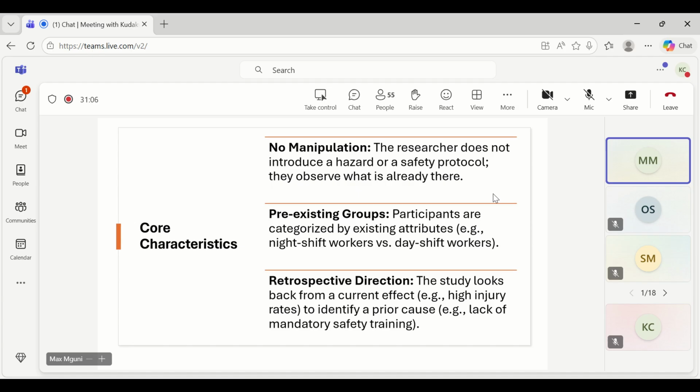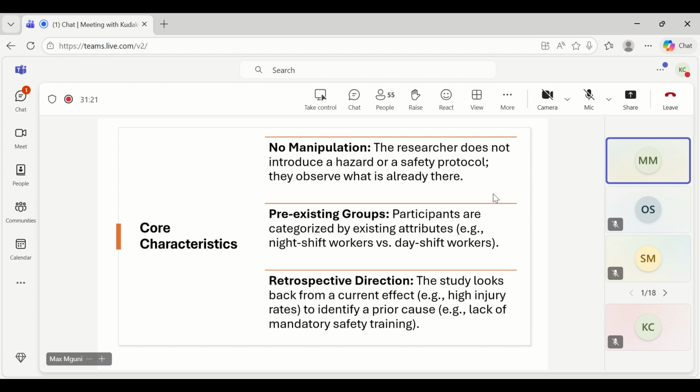These ones are retrospective in direction. The study looks back from a current effect. So they don't look forward, they look backwards. Remember, we said after the fact. So they may look at high injury rates to identify a prior cause, lack of mandatory safety training as an example.